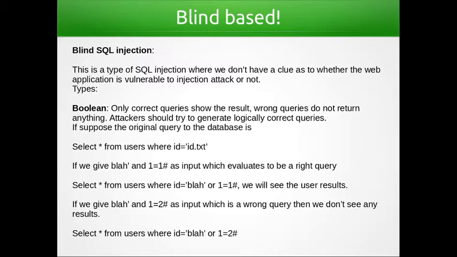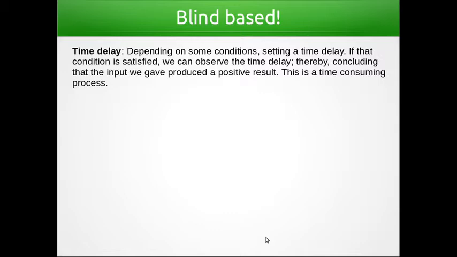So attackers should try to generate logically correct queries. Suppose the original query to the database is select star from users where id equals id.text. If we give something and 1 equals 1 as input, which evaluates to a right query, we'll see the user result. If we give this and 1 equals 2 as input, which is a wrong query because 1 is not equal to 2, then we don't see any results. So this query would look like this and it will return no result.